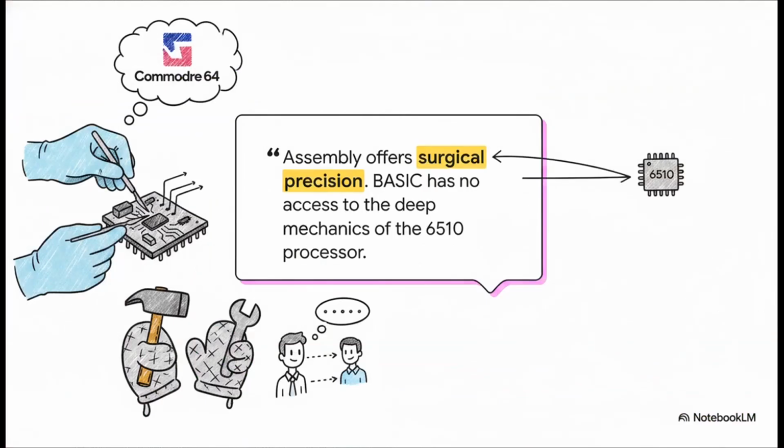Really, the difference is best described as surgical precision. Writing in assembly is like being a surgeon, directly manipulating the hardware. Writing in BASIC, it's like trying to do that same surgery with bulky oven mitts on. You're just giving instructions to a translator, which then talks to the processor. Assembly is the processor's native tongue.